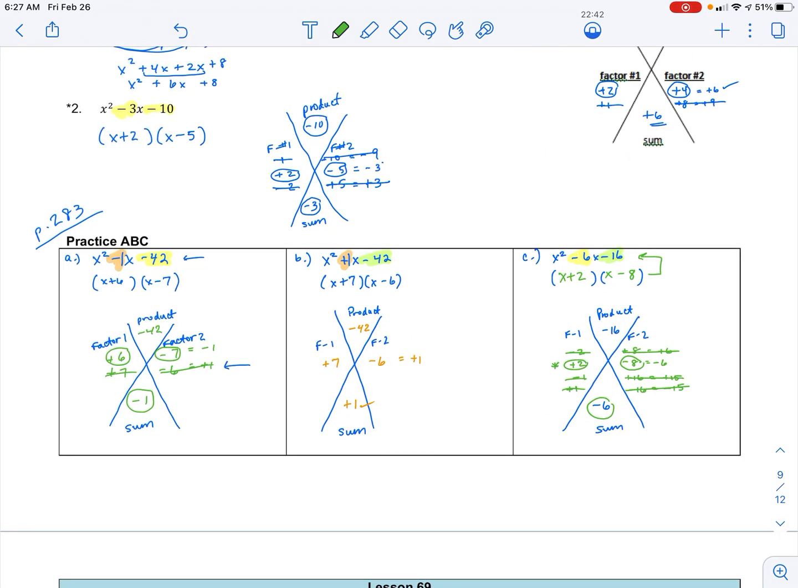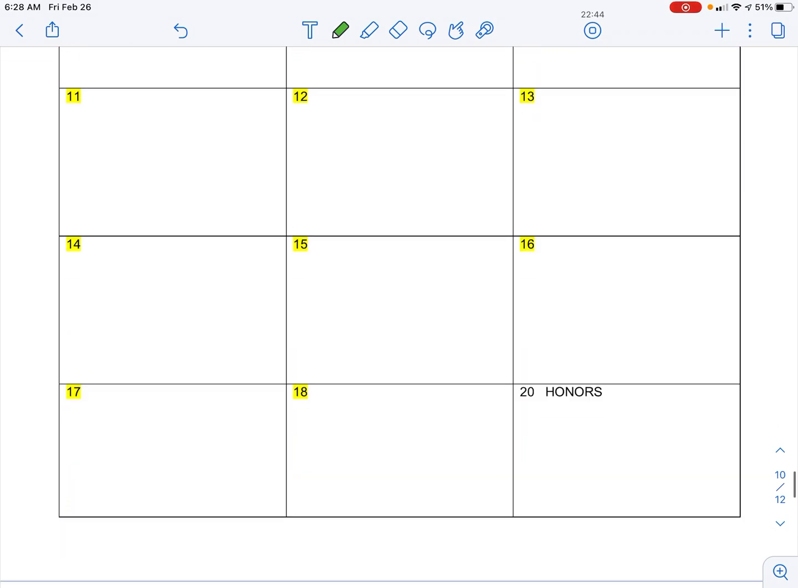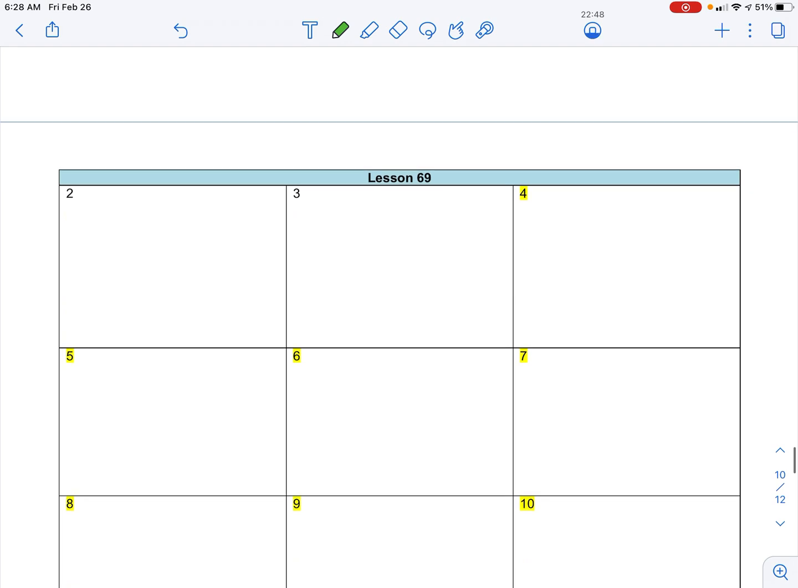Okay, so those are your 3 examples there for you, plus the 2 in the lesson. Go ahead and move on to all these problems. The ones that are highlighted are the ones that are actually with the diamond method, and you can just build those into each one and use those. Remember, we just label them like this: product, sum, factor 1, factor 2.